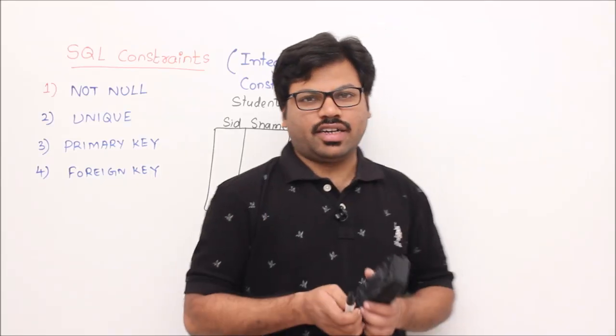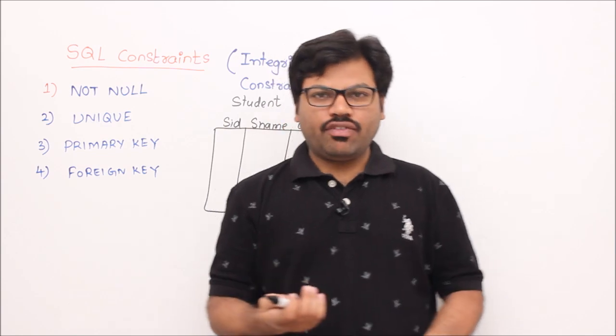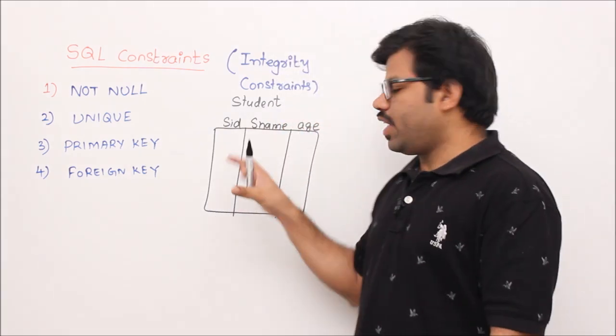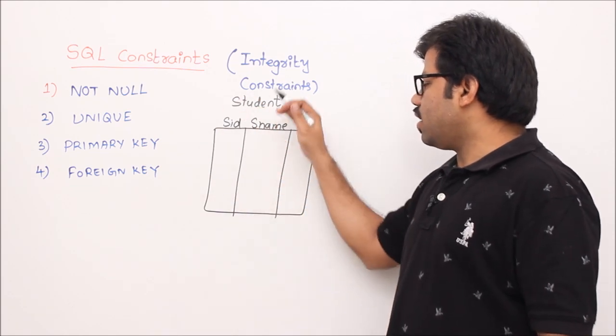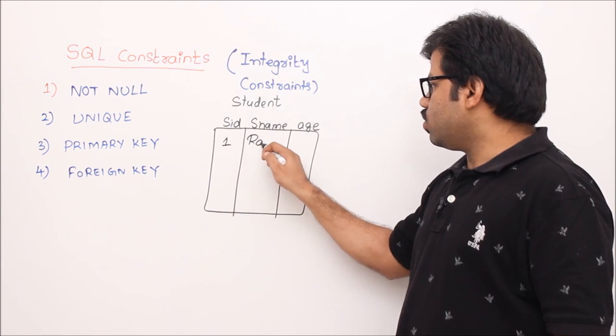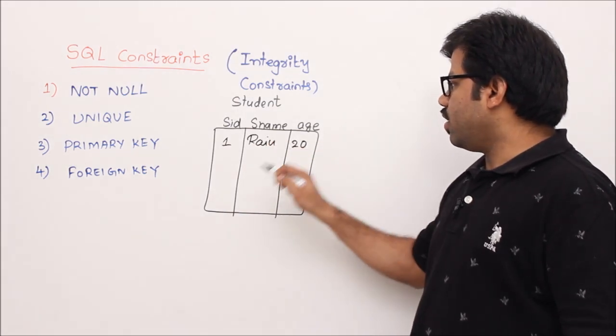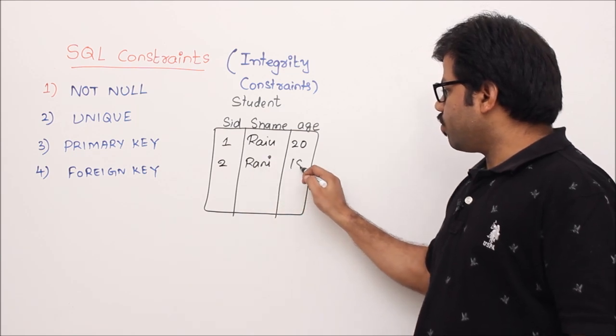We'll talk about constraints, also known as integrity constraints. So what is the meaning of integrity constraint? I will tell you. When you have a table, that means you are storing the data, correct? For example, consider a student table and you store the data like this. One student named Raju and his age is 20. Student 2, Rani, let's say age 18.